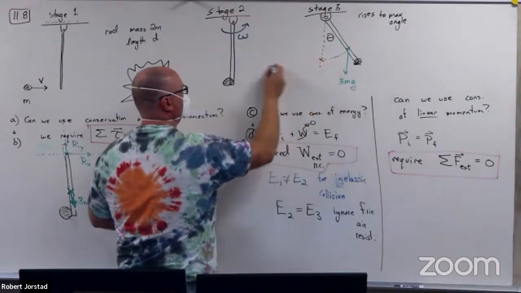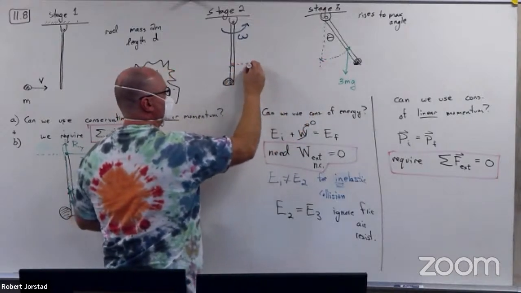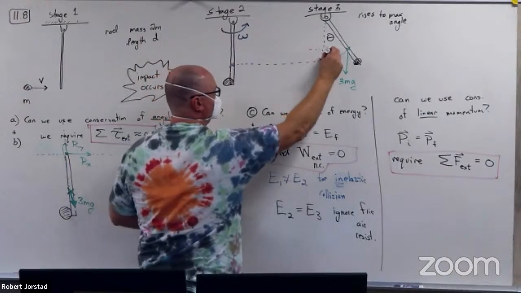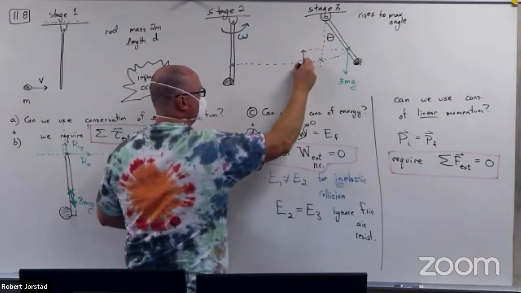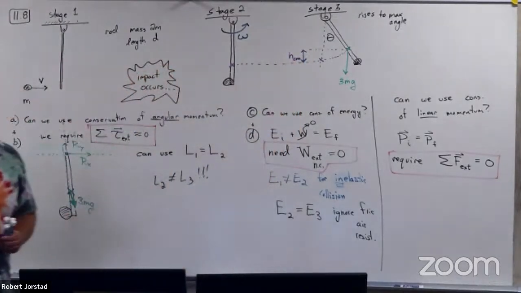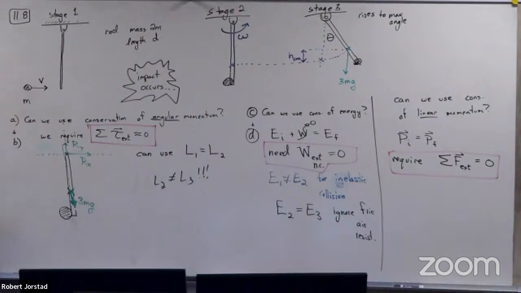Right? The center of mass height is what we need. We're going to need the height of the center of mass for the energy problem. That's why the center of mass matters. Is that helping?